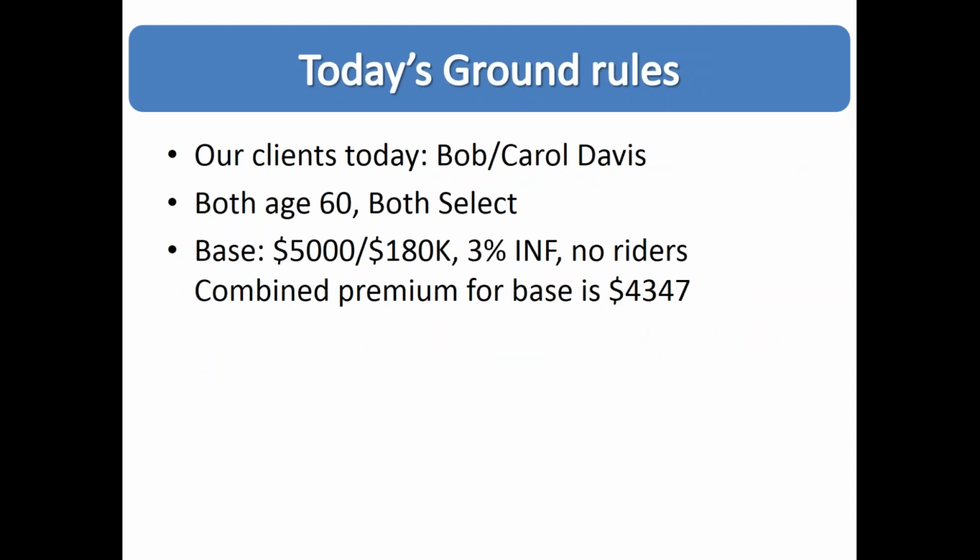So for our discussion purposes today, we're going to use the example of a married couple, both age 60 at a select rate or standard, and they have purchased a $5,000 monthly benefit, a $180,000 pool of money, basically a 3-year plan with 3% compound lifetime inflation, no additional riders. So they have a combined premium of just north of $4,300 a year.